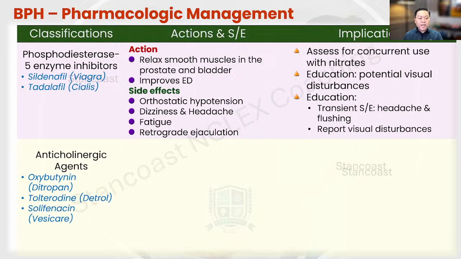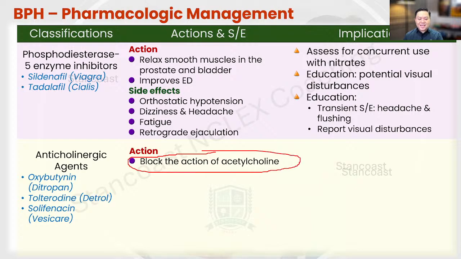patient. Now, another is the Vesicare. This is the solifenacin, and this is also going to help treat the overactive bladder. Now, the action of these anticholinergic medications, again, is not to cause the relaxation of the prostate gland, but what it can do is to block the action of the acetylcholine. And when that acetylcholine effect is blocked, it can now relax the smooth muscle, but not to the same degree that it can do compared to the other three classifications.